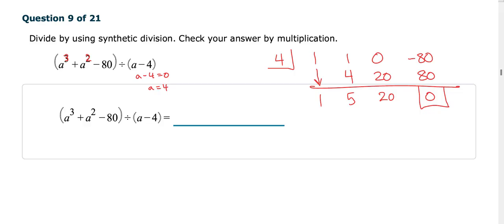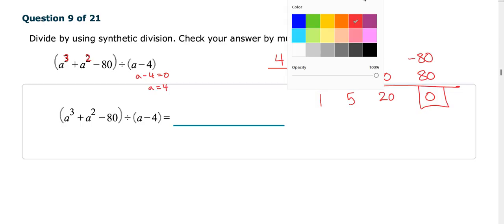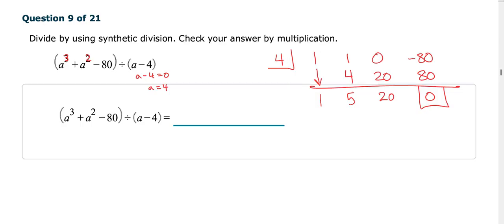Okay, be careful. This is in A's, not X's. So there's nothing behind the 20. There's an A and an A squared. So the answer would be A squared plus 5A plus 20. Just a reminder, when you're going down, you add. When you're trying to go back upstairs, you have to multiply by the half box whenever you're doing synthetic division.